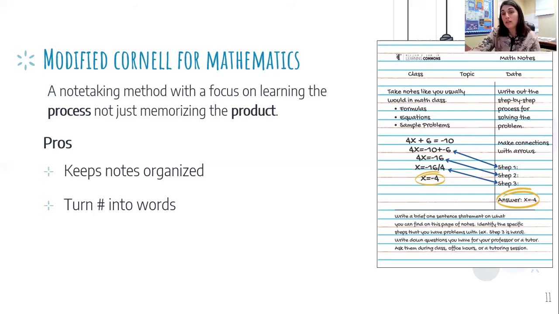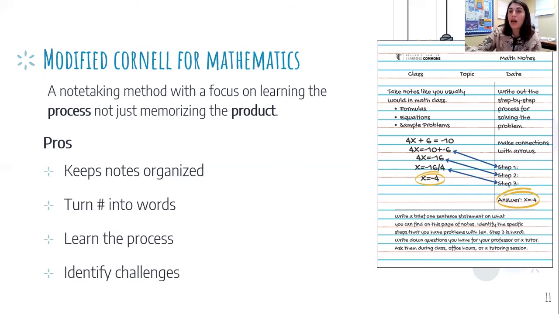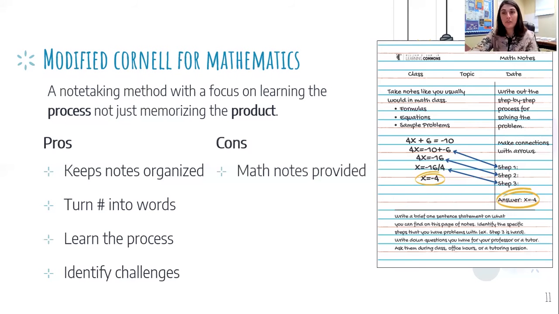And this will help turn those numbers that you see in math class into words by allowing you to write out the step-by-step process it takes to solve an equation and making connections with arrows. Once again, it helps you learn the process of solving an equation. And by having that bottom space, you can identify challenges that you may have and really identify where that challenge is coming from. So instead of saying, I don't understand this formula, you can say, I don't understand step 3 of this formula.